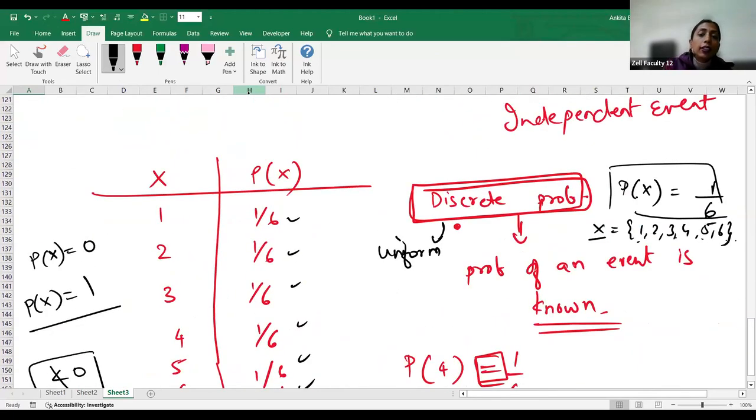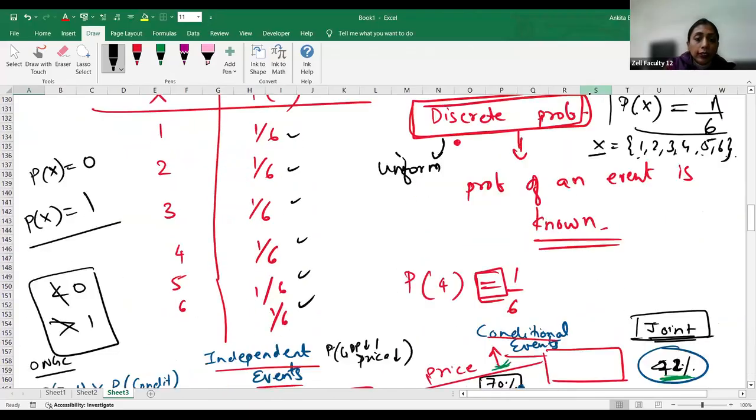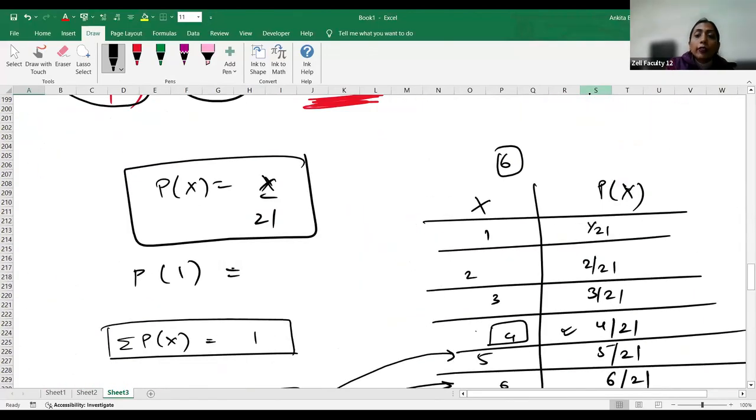Therefore, it is discrete uniform. Why is it discrete? Because I know the probability at 1 is 1 by 6, at 2 is 1 by 6. This is discrete. But if I look at this example, this is also of a dice only, where the outcomes are 1, 2, 3, 4, 5, 6, and I can write probability of 1 is equal to 1 by 20. So it is discrete in nature.